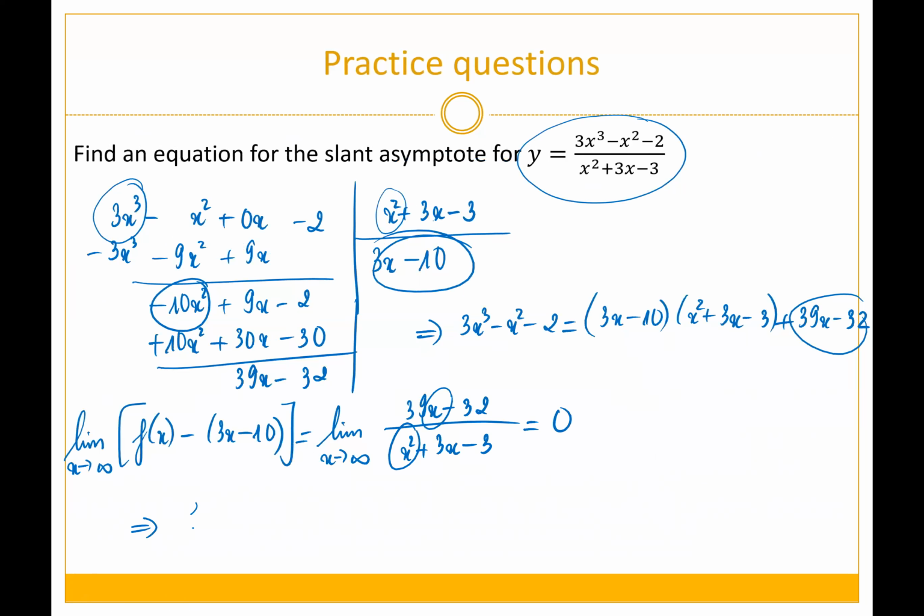And so our conclusion is that the slant asymptote in this case is y equals 3x minus 10, which is also the result of this division.